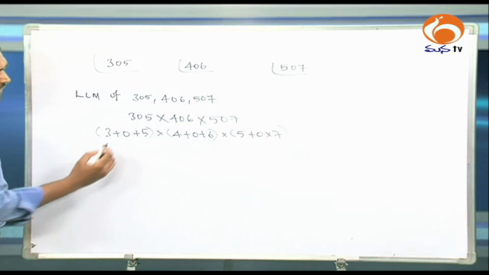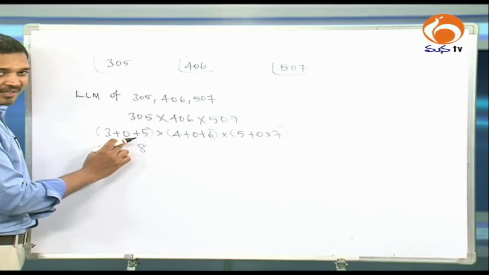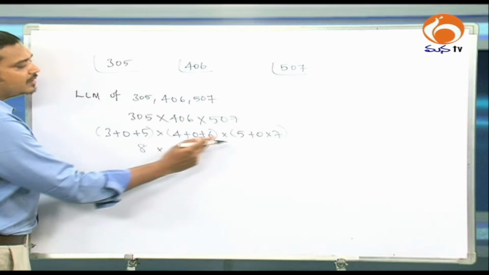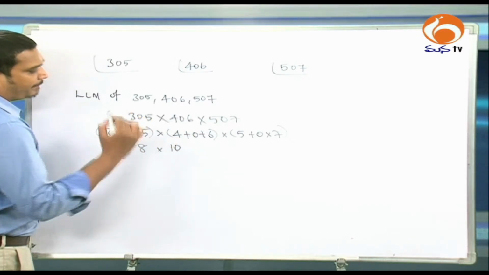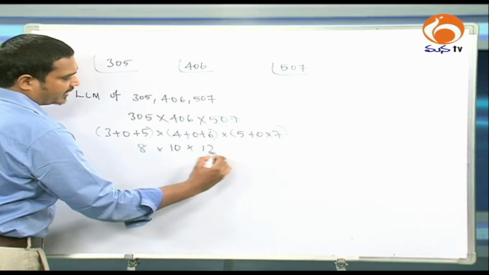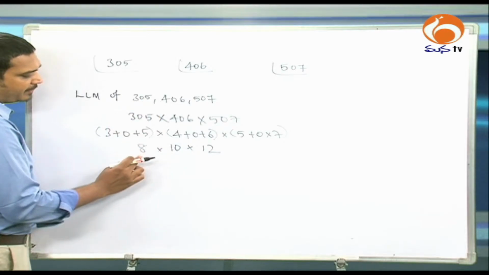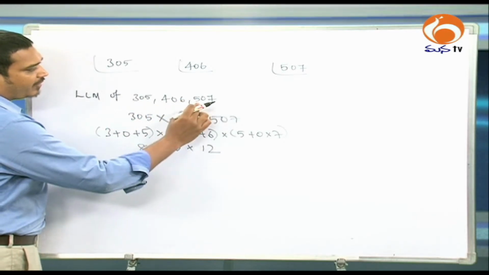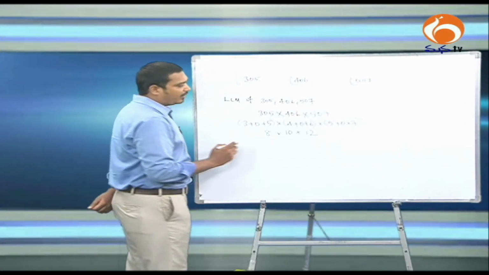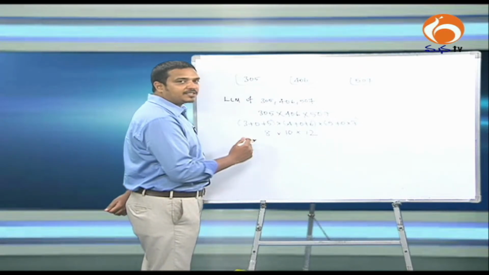Now if you observe, 3 plus 0 is 3, plus 5 it is 8, into 4 plus 0 is 4, plus 6 it is 10, into 5 plus 7 is obviously 12. So now 305 has become 8, 406 has become 10, 507 has become 12, just by adding all the digits in that particular number. Now once again, we have to convert these numbers into single digit numbers.